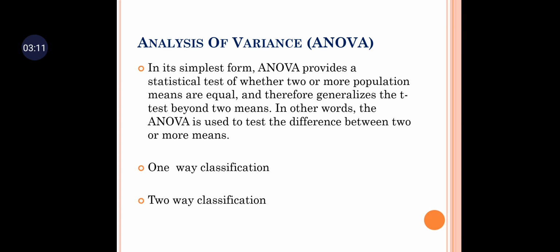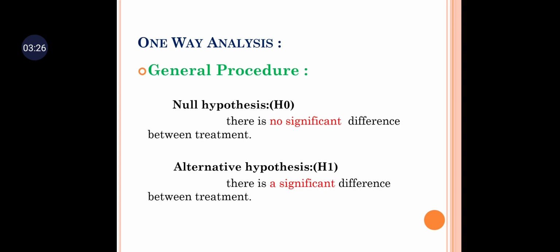So there are two types of classification. The first one is one-way classification, the second one is two-way classification. So we have to handle this one-way classification. So the general procedure is there.